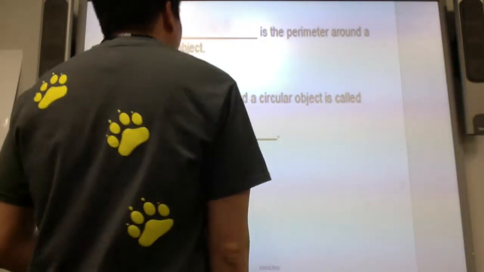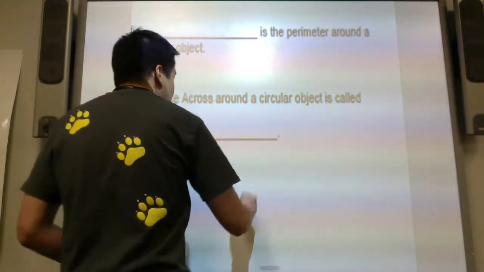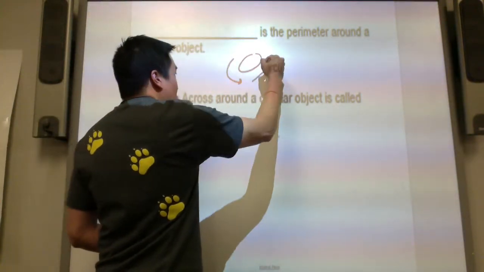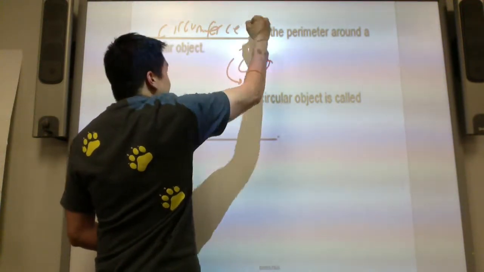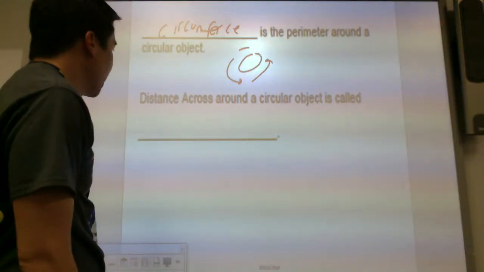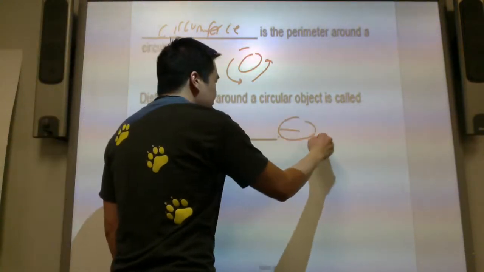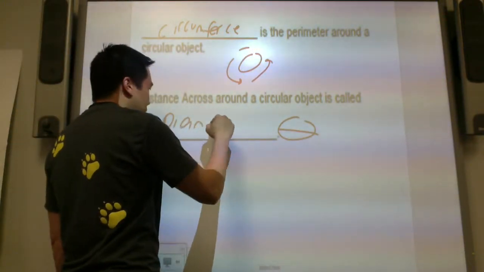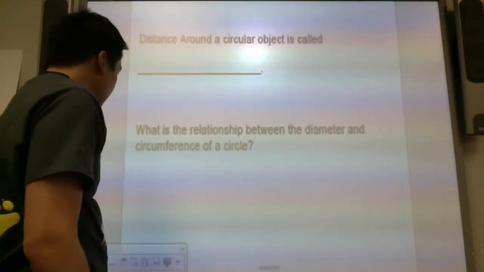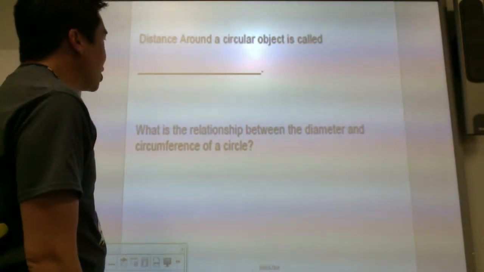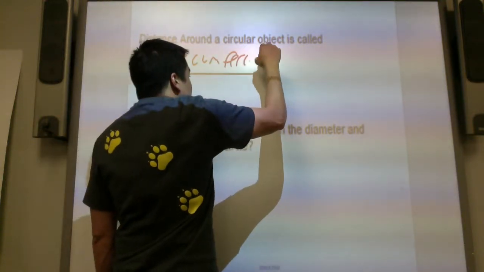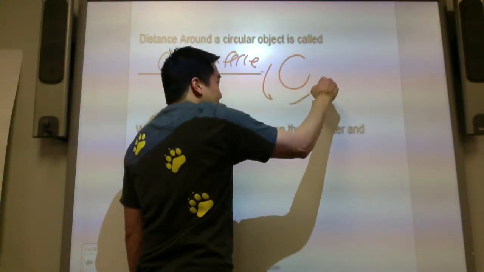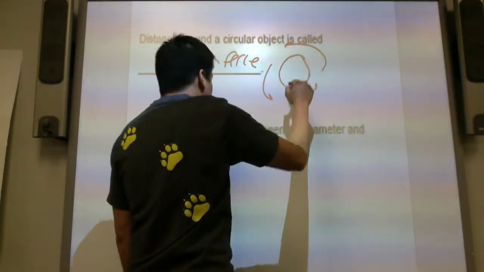So, blank is the perimeter around a circular object. What is that called? It is called circumference. Circumference is the perimeter around a circular object. Distance across it is called diameter. Distance around a circular object is called circumference.